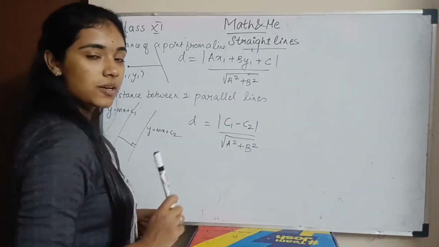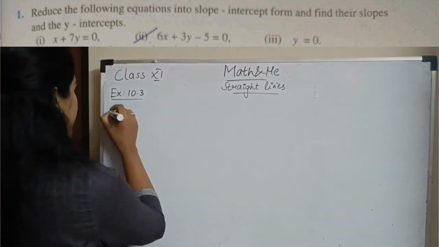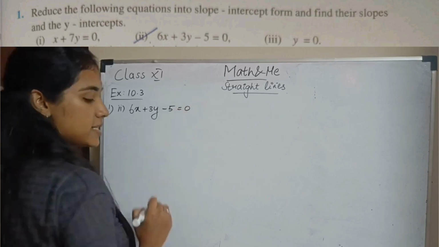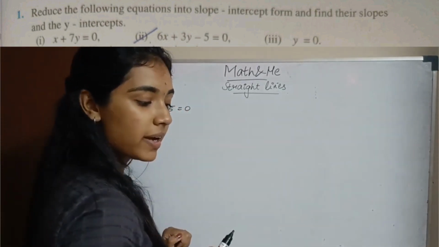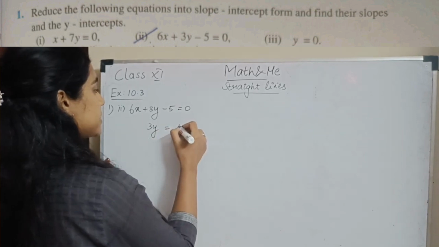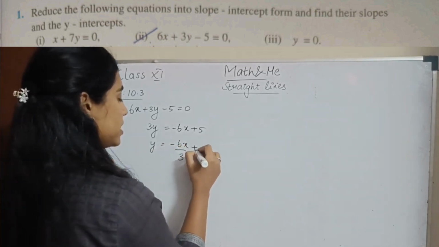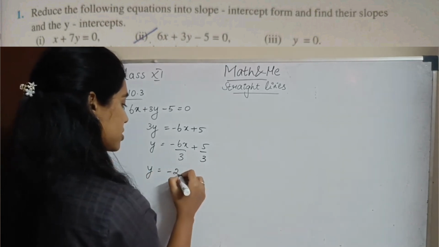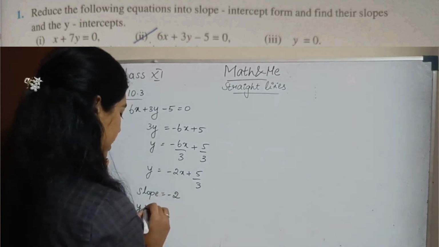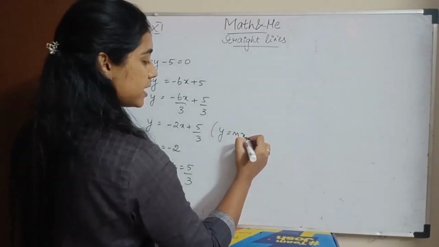Okay, so we are going to use these two formulas to solve some exercise questions. Exercise 10.3, question number 1, second subsection. 6x plus 3y minus 5 equals 0. Reduce the following equations into slope-intercept form and find their slopes and y-intercept. So you write 3y equals minus 6x plus 5. Y equals minus 6x divided by 3 plus 5 by 3. Y equals minus 2x plus 5 by 3. So the slope is minus 2 and the y-intercept is 5 by 3 because this is of the form y equals mx plus c.